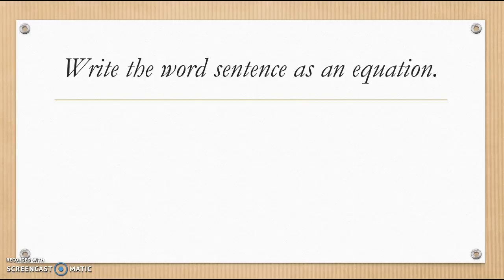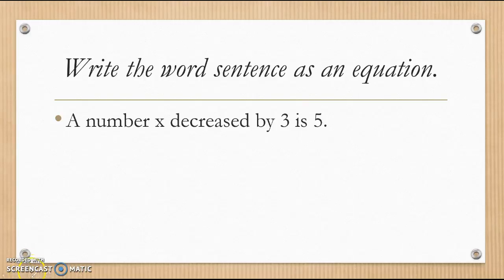So I'm going to give you a word sentence, and then you need to take that word sentence and translate it into a math problem. So our first word sentence says a number x decreased by 3 is 5. So the first thing we want to do is identify the word that we could replace with an equal sign. So here that's going to be an is. So I circle that, put an equal sign above it.